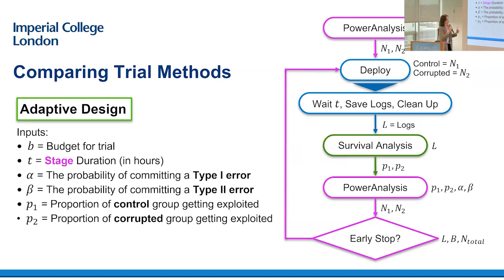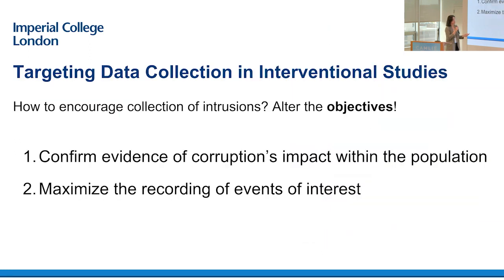So we wanted to see if we could save some money by limiting how many we needed to deploy. And now we're trying to encourage observations. So the only other change is changing the objectives. So in a clinical trial, they're mostly trying to do a confirmation of a treatment effect, but we're doing both. We're trying to confirm there's evidence of an effect while also trying to maximize the recording of events of interest. We want to see as many intrusions as possible. And we want to make sure that whether we pick the control group to study or the corrupted group to study, we want to maximize that information. So our study at the end of the day will always give us really interesting data to look at later.